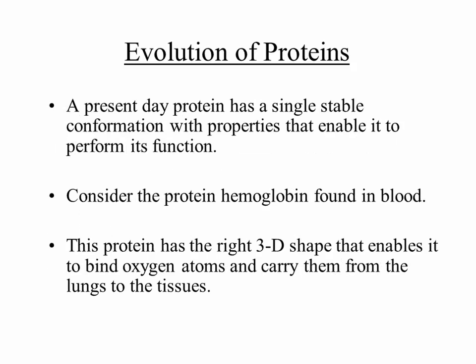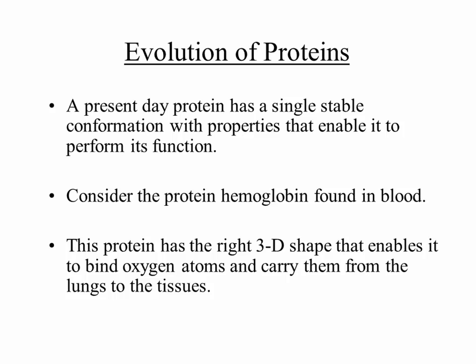Precise 3-dimensional conformations. In fact, a present-day protein will have a single stable conformation with properties that enable it to perform its function. As I have emphasized in an earlier lecture, hemoglobin has exactly the right shape for binding oxygen. That's its function. It has to have that shape. So this is some kind of natural selection that determined that hemoglobin is the molecule that's going to do the job.